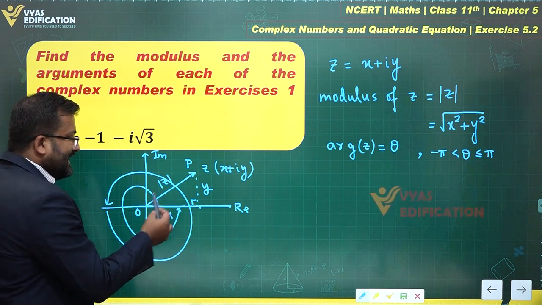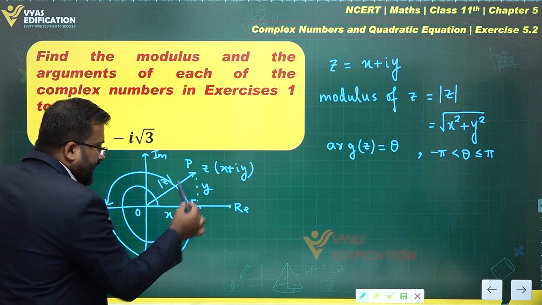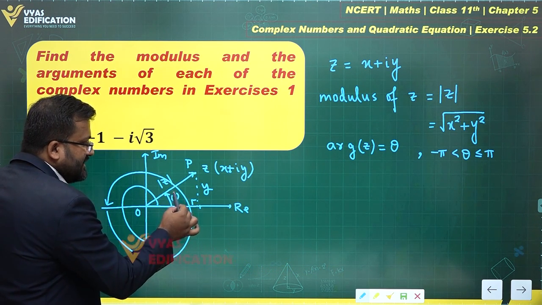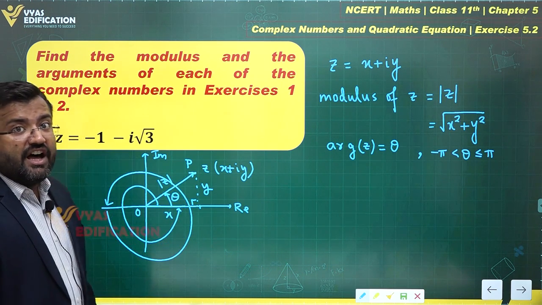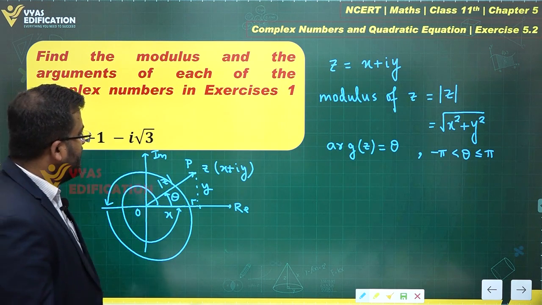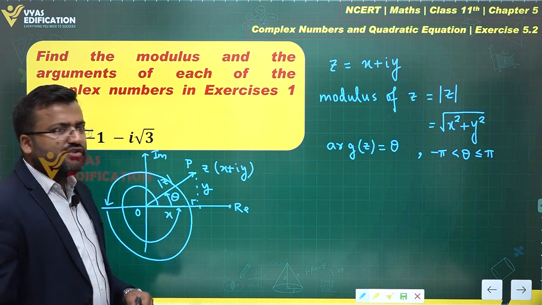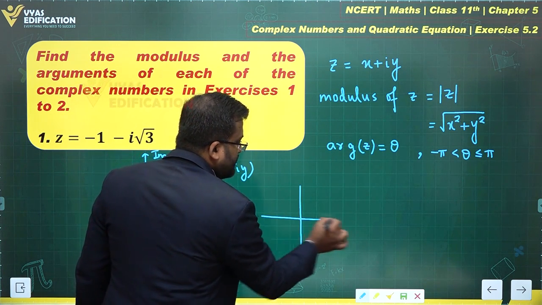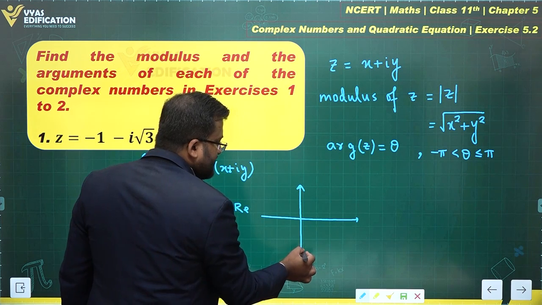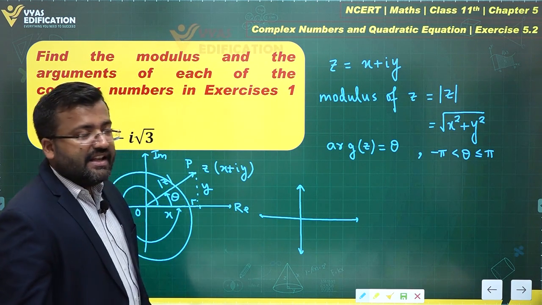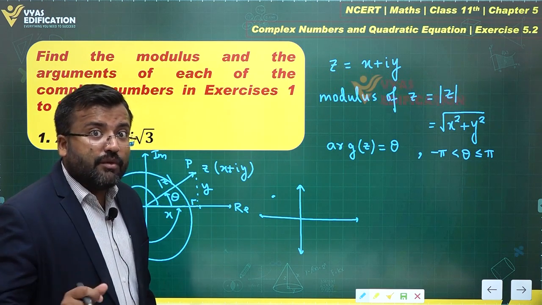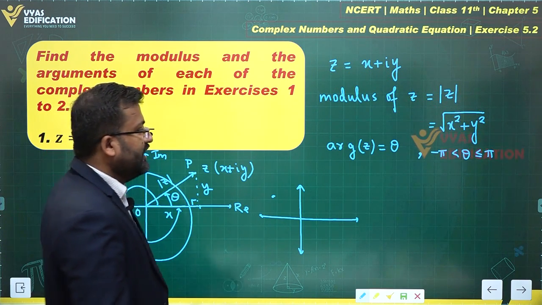Okay, and the angle made by OP with positive x-axis, that is my theta. That is my argument of z in general. So when the point lies in the first quadrant, it is very simple to find the argument of z. When the point does not lie in the first quadrant, we have to apply some common sense. Let's say the point lies in this quadrant over here. So the location of the point is important. Yes, the location of the point is important.